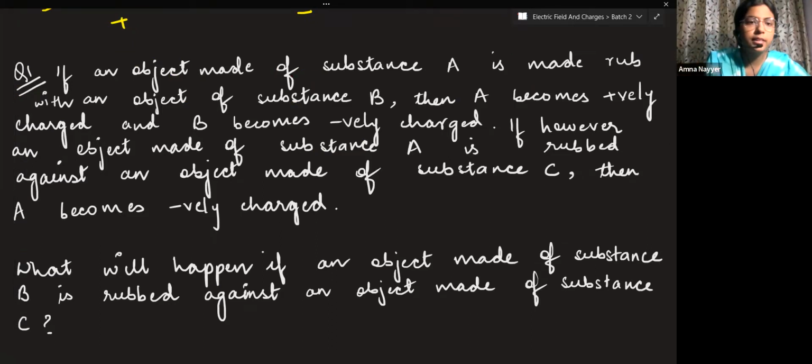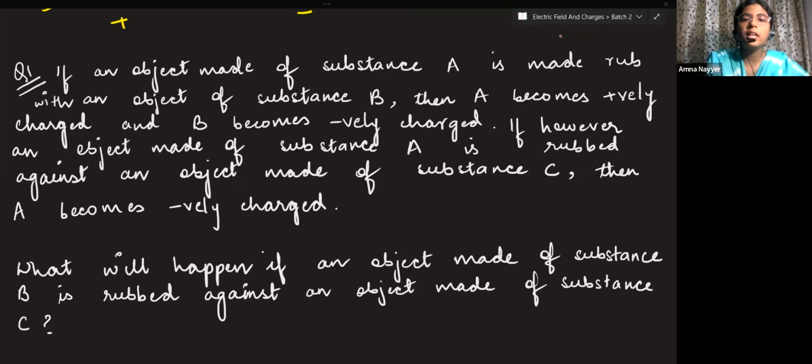So right now, just note down this question at least. We'll discuss it. It says, if an object made of substance A is rubbed with an object of substance B, then A becomes positively charged and B becomes negatively charged. So from here you have to identify, if A is becoming positively charged and B is becoming negatively charged, which has electrons tightly bound and which has electrons loosely bound.